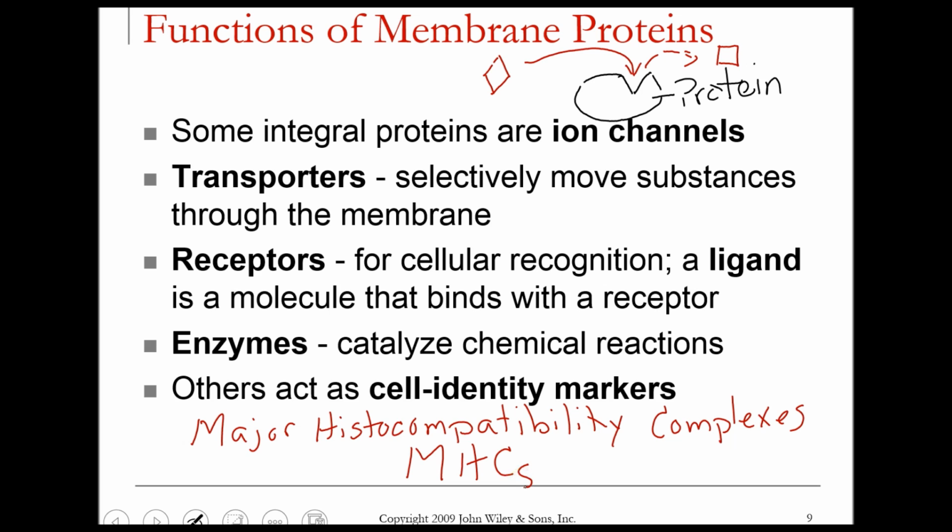Now let's look at this term histocompatibility. Histology is the study of cells. A histology slide is a slide, a microscope slide, where you can look at the cells using a microscope. Compatibility means gets along with. So a histocompatibility complex would be a cell identity marker. They indicate the cells that get along with each other, all the cells of your own body.